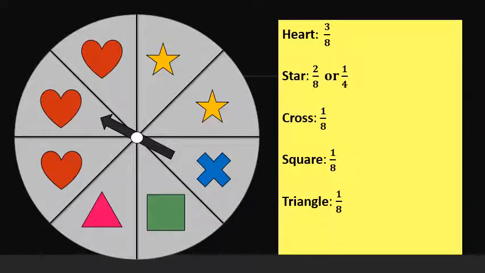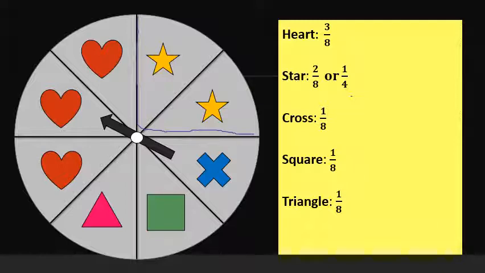For my hearts, 3/8, my star 2 eighths, or 1/4, because this is 1/4 of the spinning wheel, and 1/4 of the outcomes. Cross is 1/8, square is 1/8, and a triangle is 1/8.